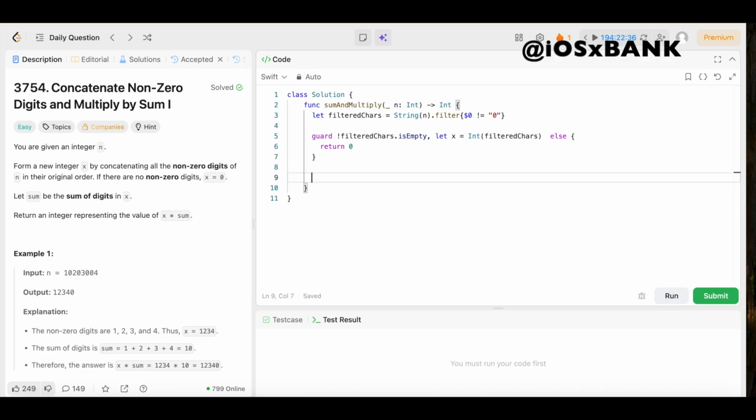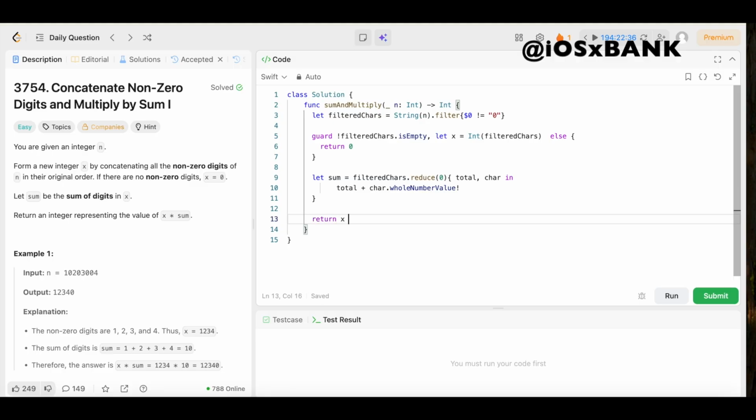So underneath this we'll say let sum = filteredChars.reduce(0) { total, char in total + char.wholeNumberValue! }. Then we're going to multiply the integer form of the remaining digits by the sum of those digits, so we say return x times sum. That's all she wrote.